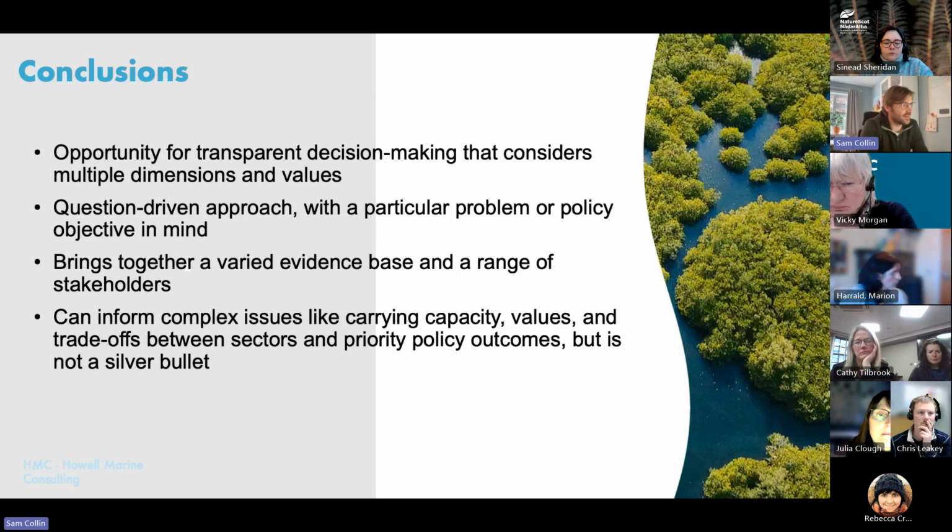It brings together a varied evidence base and a range of stakeholders, and it can inform complex issues like carrying capacity, values, and trade-offs. There's more detail of that in the report itself, but stressing that it's not a silver bullet for decision making. It's something that can help inform decision making alongside many other things, such as cumulative effects assessments and considering other components like that.